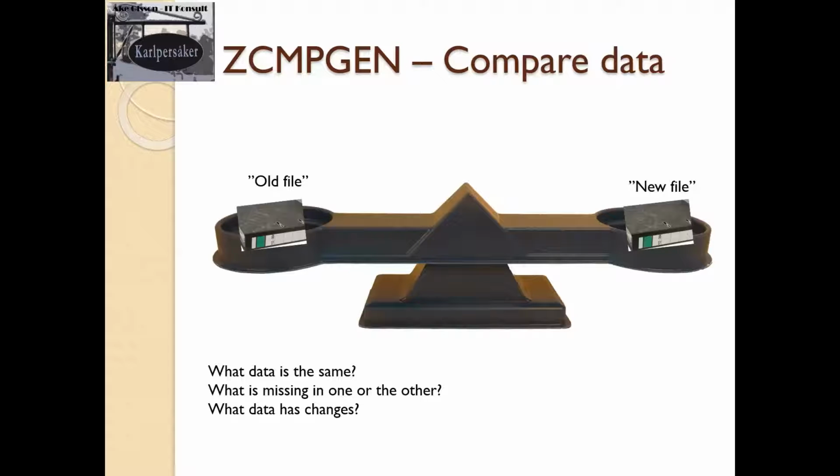The second one is called ZMP gen, where ZMP stands for compare. And it's based on the notion that you have 2 files that share a lot of properties. That could be an old version and a new version. Or that you have changes in the applications, you have a new version of the program that creates the data in the file. And what you want to do is compare and verify that you get the right output.